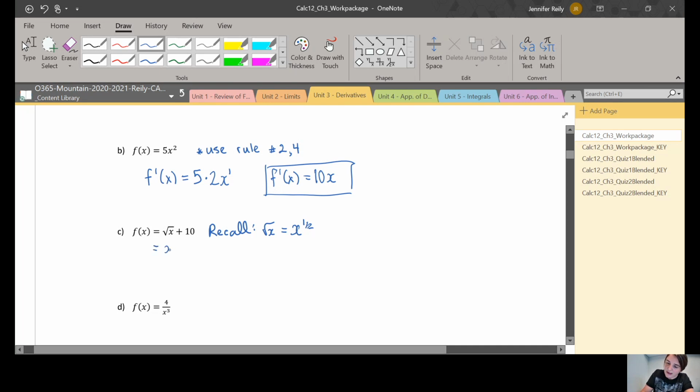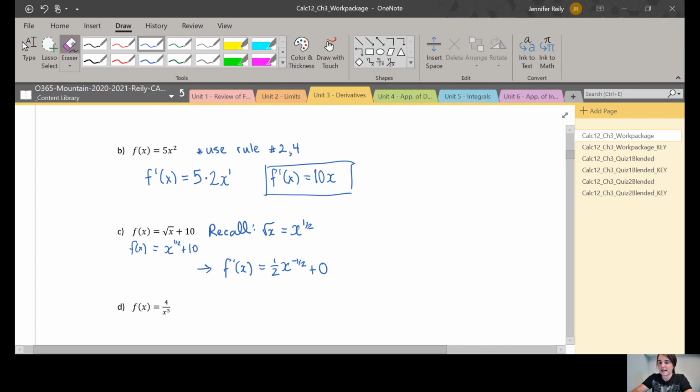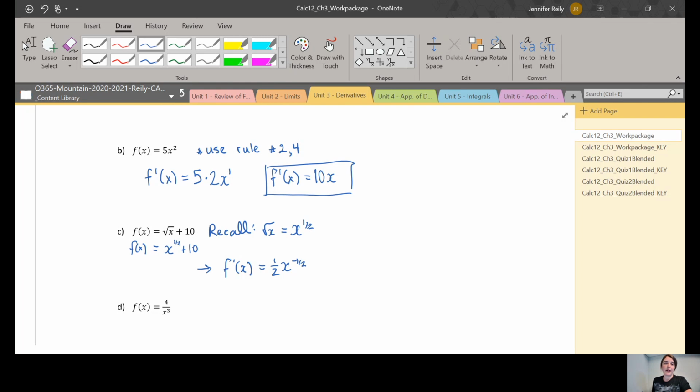So I'm just going to rewrite this function. It's the same as x to the power of 1/2 plus 10. Okay, I'm not doing the derivative yet. I'm just rewriting the function. So therefore, the derivative would be, so for the x to the power of 1/2, we bring the 1/2 down, and then we reduce the power by 1. So -1/2. And the derivative of 10 is 0. Of course, you don't have to write plus 0 because that doesn't really change the function at all. So you can just leave it as 1/2 x to the power of -1/2.